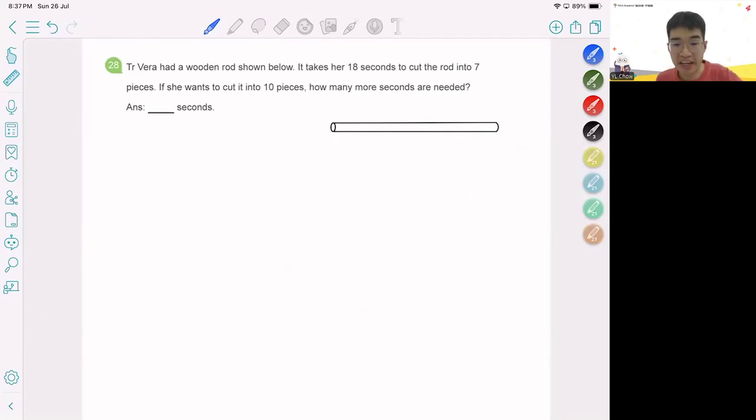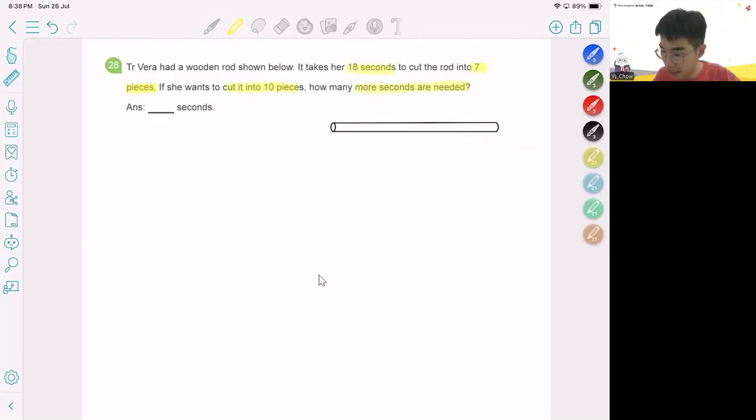Teacher Vera had a wooden rod shown below. Now it takes her 18 seconds to cut the rod into 7 pieces. 18 seconds to cut into 7 pieces. If she wants to cut it into 10 pieces, how many more seconds are needed? Quite some traps over here. Now, this is actually one of the more fundamental interval problems. Let's see how we do this.